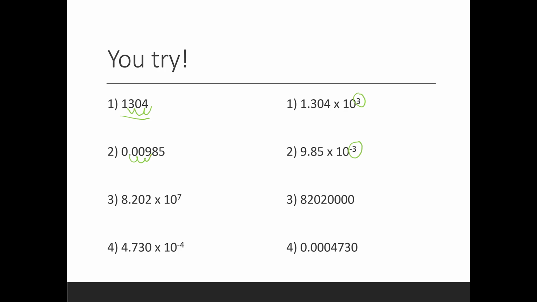In 3 here, I took that 8.202 and I needed to make it a large number because the exponent is positive. So I moved the decimal 1, 2, 3, 4, 5, 6, 7 times. Fill that in with a bunch of zeros, and you get this number over here. On the very last one, I need to make a number that is smaller than 1 because of the negative exponent. So I'm going to move the decimal 4 times to the left. 1, 2, 3, 4. Put your decimal down there. Fill that in with some zeros, and again, you end up with this number over here.